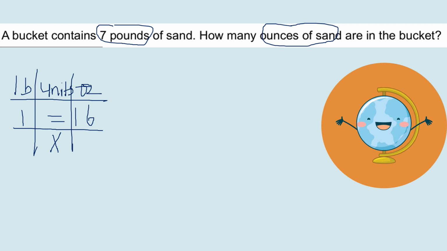What did the question tell me about pounds? 7. What did the question tell me about ounces? Nothing, so I get it from my tic-tac-toe board. So 16 times 7. All right, so we know how to multiply.